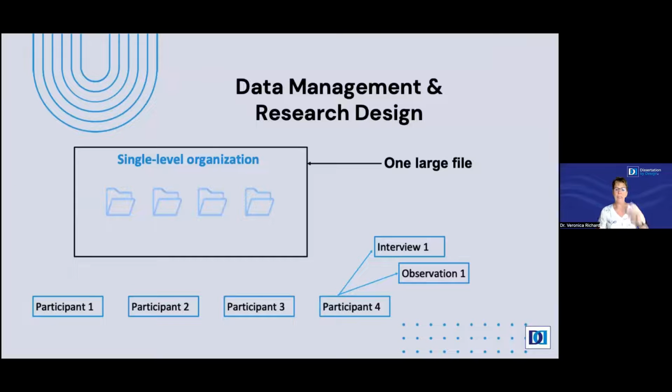All right. So the research design matters. If I am doing a basic qualitative research or a descriptive design, perhaps even a phenomenological study, I might have just a single level organization, participant 1, 2, 3, and 4. And if I only have one interview per person, that might be it. If I have two forms of data from one person, then I might have a file for each participant. Okay, but this is the basic single level organization.